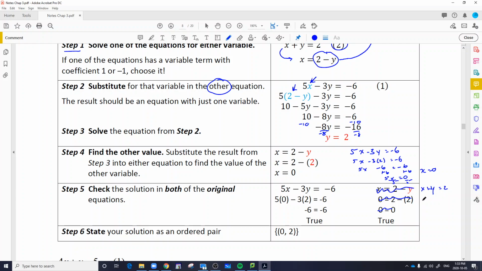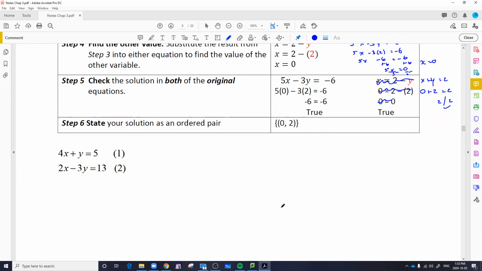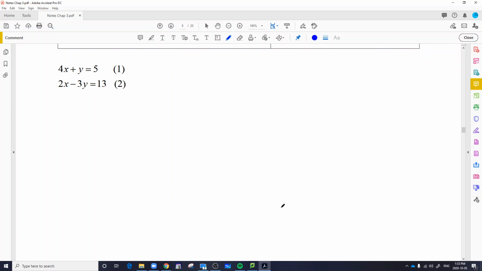So this should be 0 plus 2. Does that equal 2? Yes, it does. So since it satisfied both equations, then 0, 2 is the solution set for that system. Okay, so sometimes it's nice to see one fully worked out. Sometimes it's nice to start one from scratch.